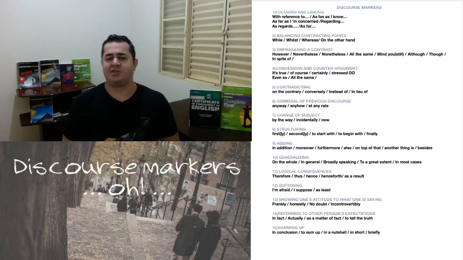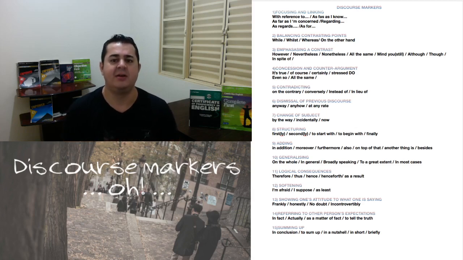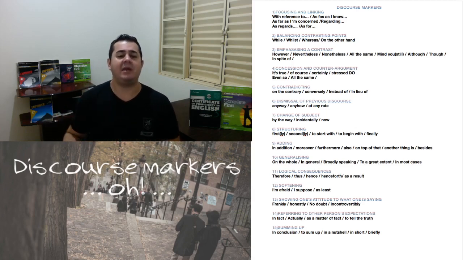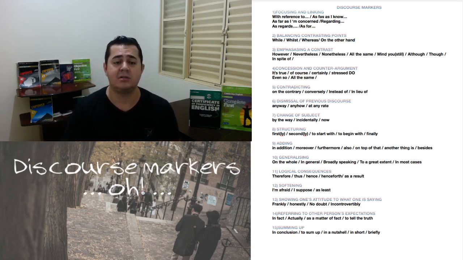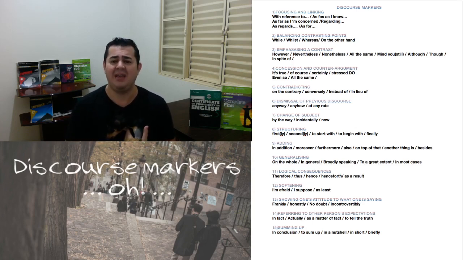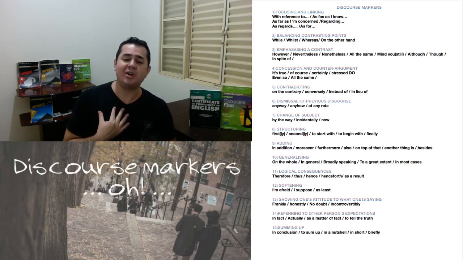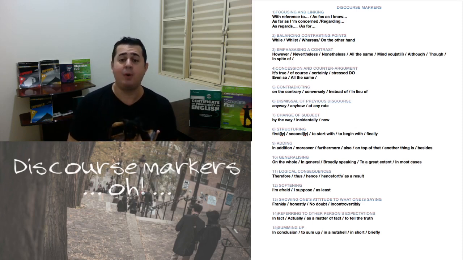Next. As far as I'm concerned, people won't get a pay raise this year. So as far as I'm concerned means, in my opinion. But bear in mind that when you use discourse markers, you use the proper intonation in your voice. Because you don't want to sound fake, you don't want to sound silly. So I say, as far as I'm concerned, and not as far as I'm concerned, like a robot, alright? So as far as I'm concerned, people won't get a pay raise this year, alright?